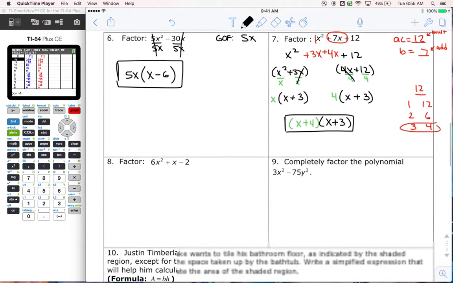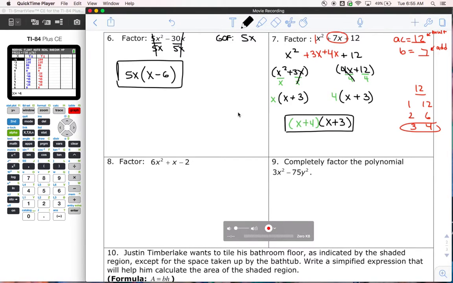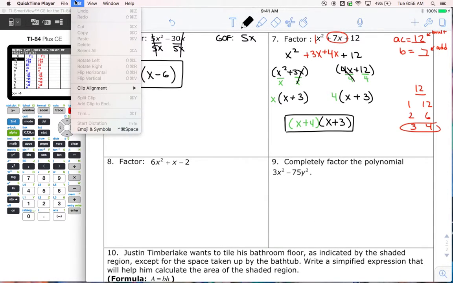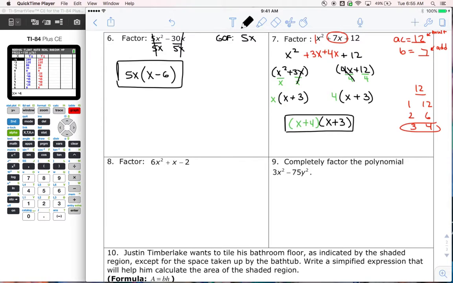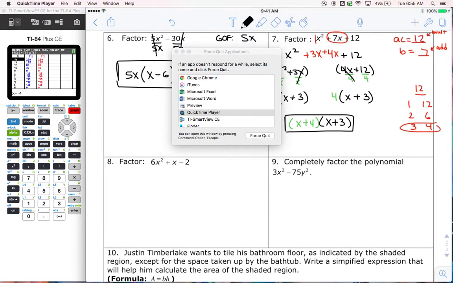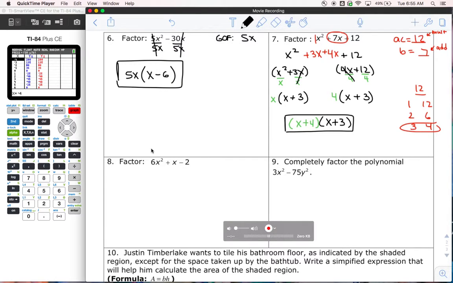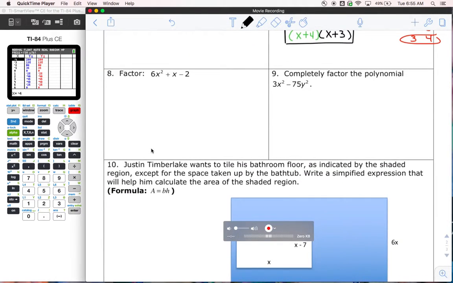Okay, sorry, I keep trying to pause this thing, it's not working, so I just have to finish.